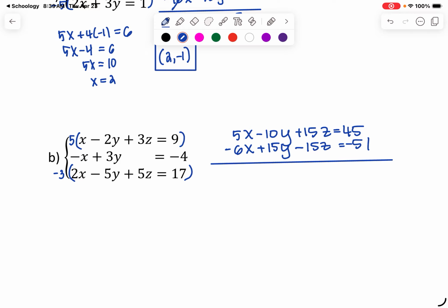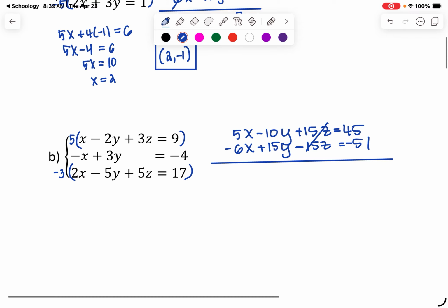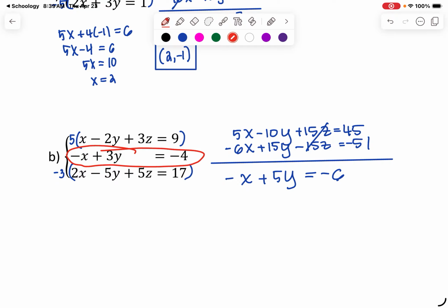All right, so now these cancel. If I would have done -5 and +3, then I would have had x right here, which would have been great, but at the same time, it still doesn't cancel out. Combining these, I have -x plus 5y equals -6. Oh, there we go, it would have helped because it would have canceled with that -x, but it's fine. I'm going to copy that second one down: -x plus 3y is equal to -4.